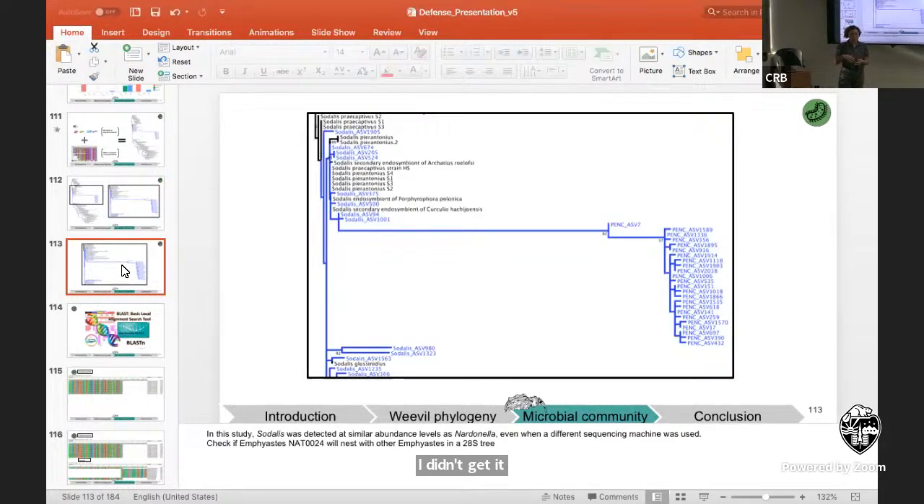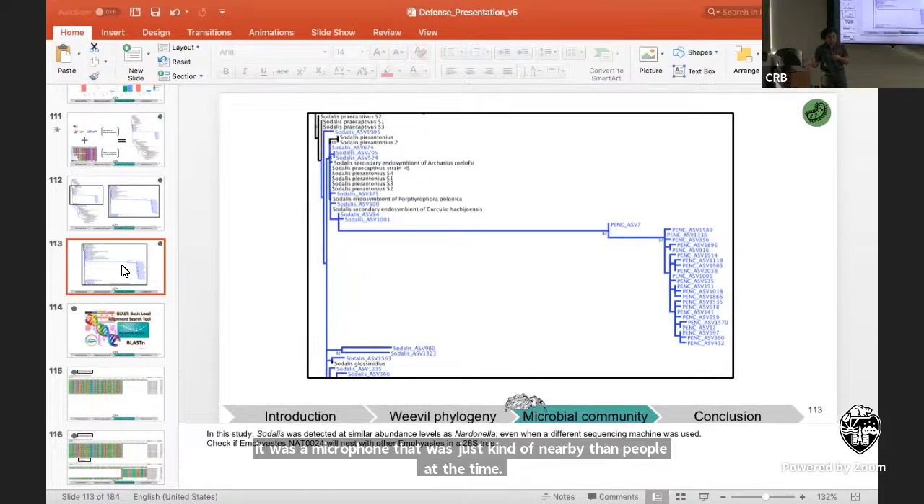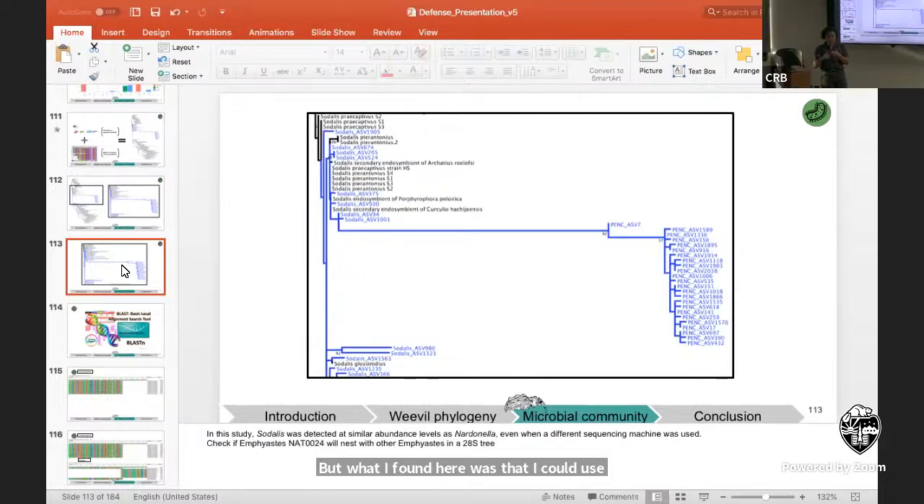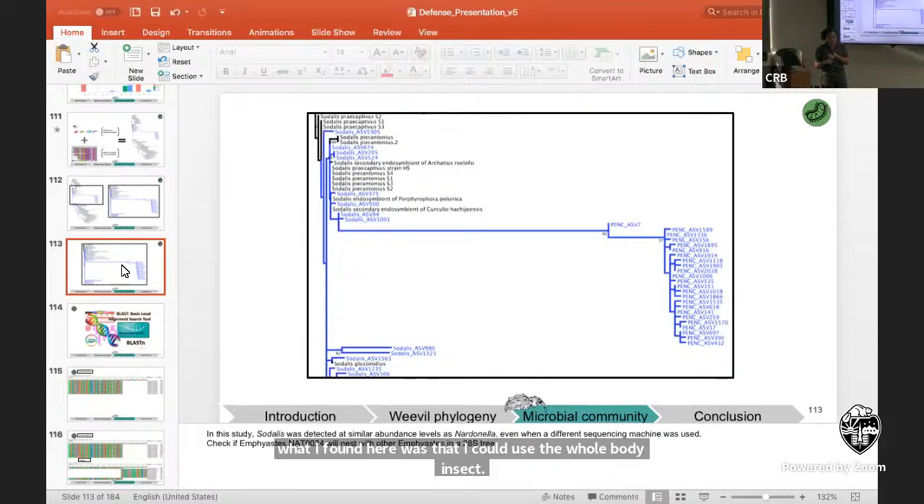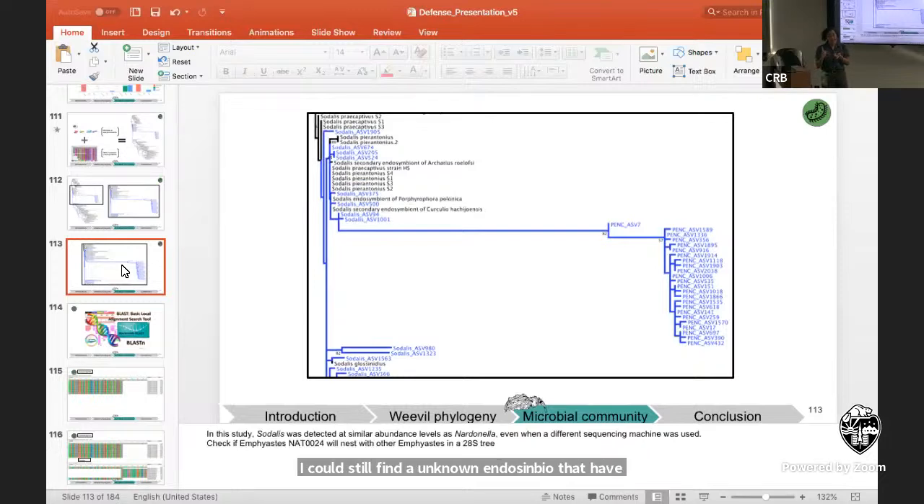Maybe that was a microbe that was just on top of the weevil. Maybe it was a microbe that was just kind of nearby the weevil at the time. But what I found here was that I could use the whole body insect. I could still find a known endosymbiont that has not been found free living in super high relative abundance, which would imply to me, or is pretty suggestive, that it is an endosymbiont. And I wouldn't have to destroy the museum specimen.